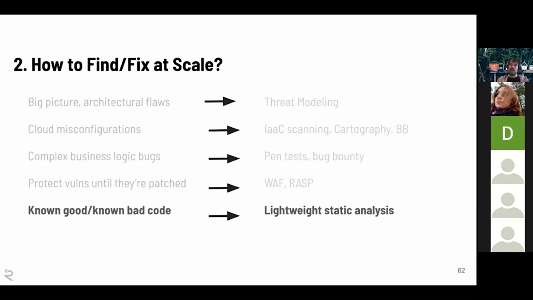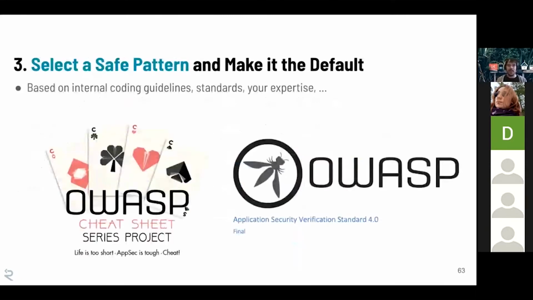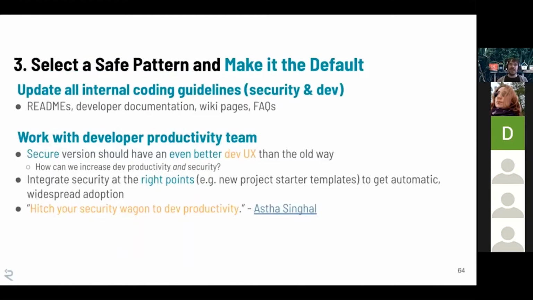I include this to point out that there are a lot of different approaches. We're going to focus on lightweight static analysis because it's too much to talk about everything, but that's not always the best approach depending on what you're targeting. So what safe patterns should you use? Obviously, I'm a big fan of OWASP, so there are some cheat sheets and the ASVS project. Then making it the default, so there's probably internal coding docs and things like that.